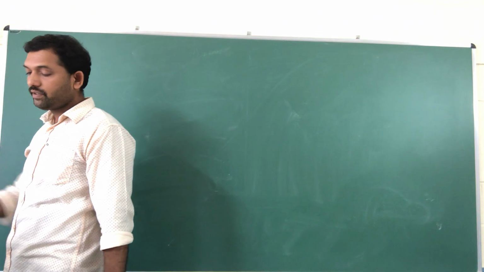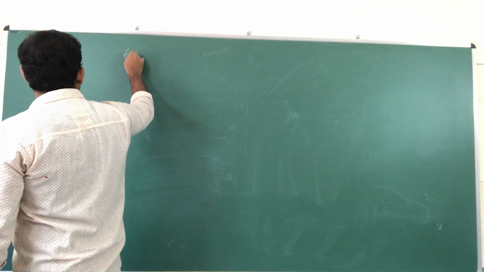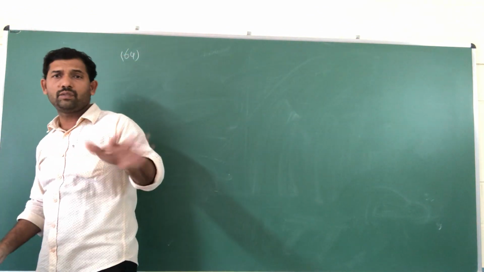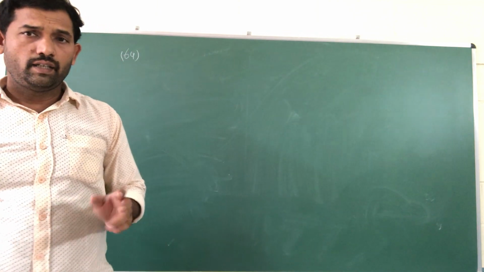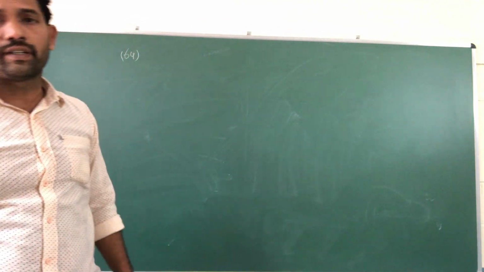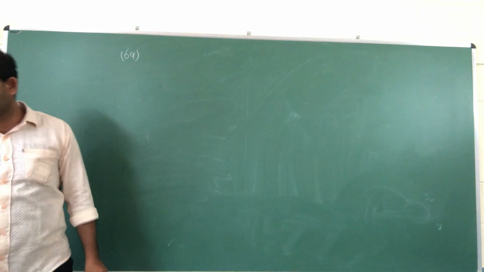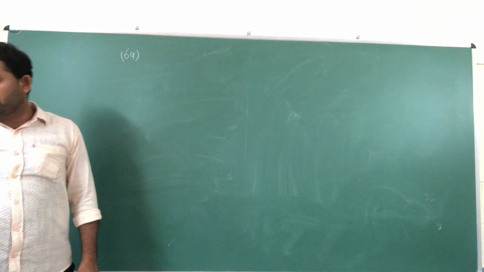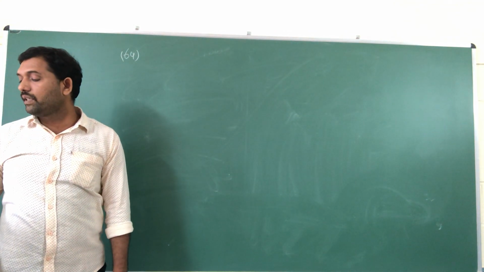Next question, number 64. So in between, only the easy questions are left; the rest are questions you have to practice. Question number 64: Let Z0 be the root of the quadratic equation.